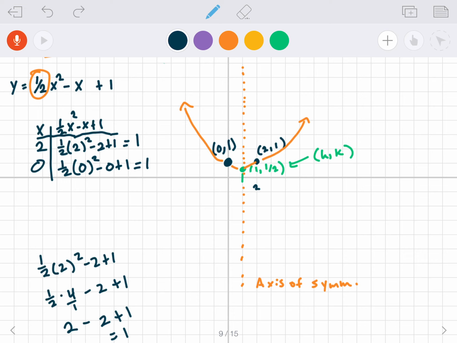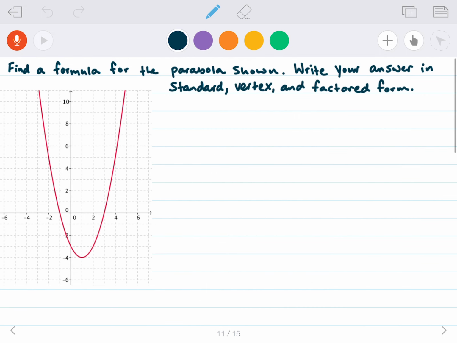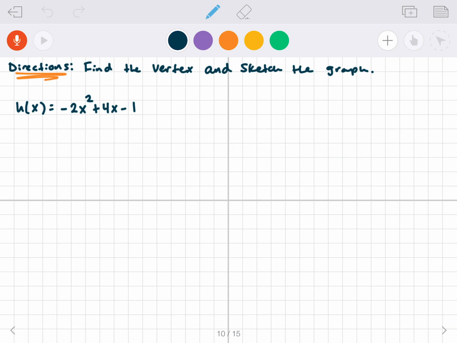So that's how you do it. All right, let's forge ahead. Okay, so find the vertex.